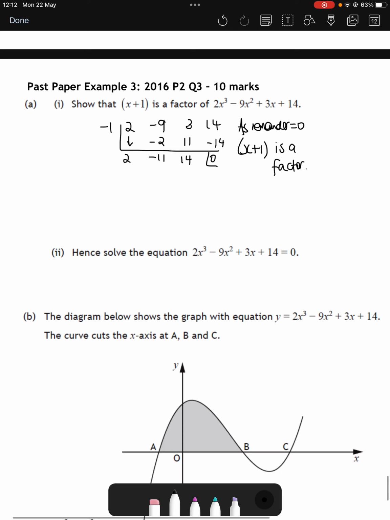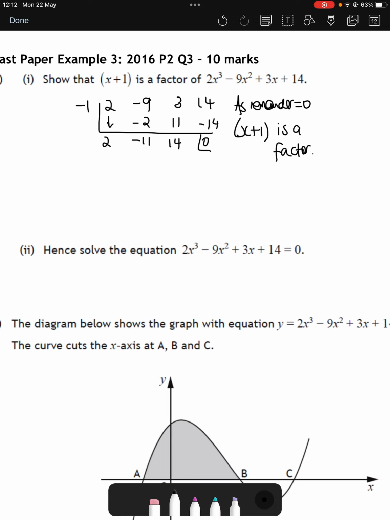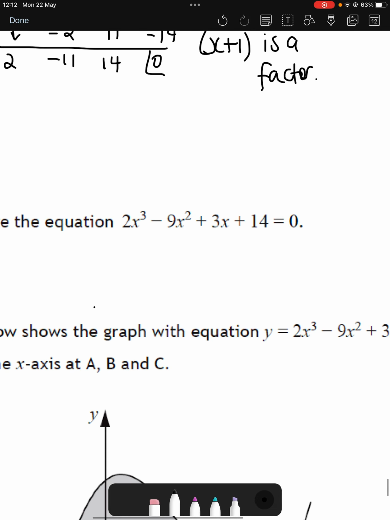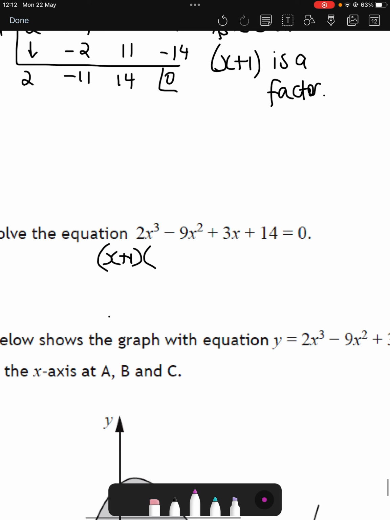Okay, nice and easy. Then it says, hence solve the equation. Right, so let's sub in what we've got. So what are we left with? We are left with that becomes x plus 1 times your quotient. Remember that bit there.